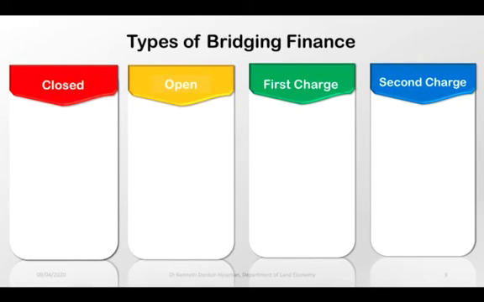So there are essentially 4 types of bridging finance. We have the closed bridging finance, open bridging finance, first charge bridging finance, and second charge bridging finance. Let's look at the details of each of these types. So in terms of closed finance, these are the 3 main characteristics that you need to look out for.